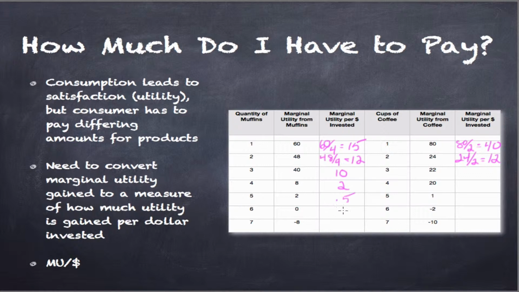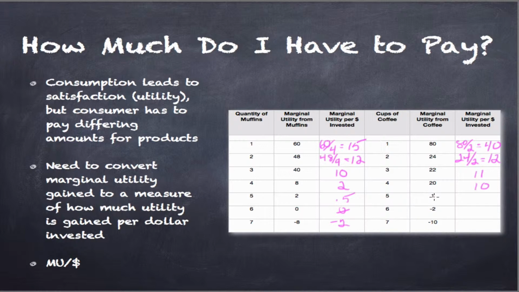Here we've got 0 divided by 4. There's no satisfaction from that sixth cup of coffee, no marginal satisfaction or utility. And here, where it's actually turned negative, we've got a return of -2, or marginal utility per dollar invested in muffins. Over here, that third cup of coffee delivered 22 utils, $2 to buy that cup of coffee. 22 divided by 2 is 11. 20 divided by 2 is 10.